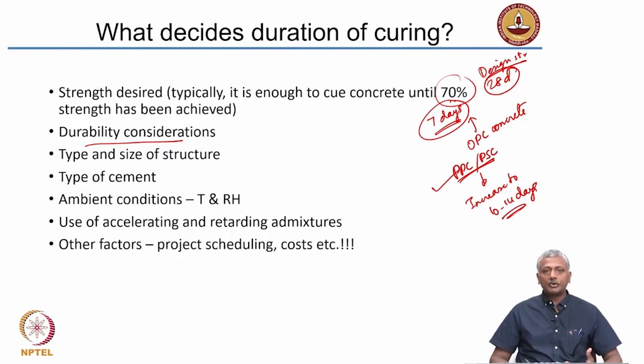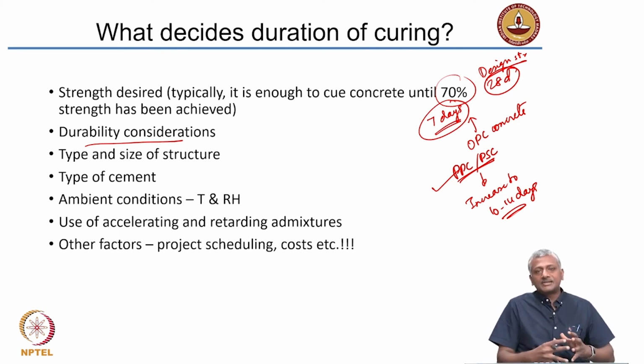For instance, if you are in an environment where the external temperatures are very low, then the concrete strength gain is going to be severely restricted. As I said again, in such cases, use of insulating blankets is a good way to keep the heat inside so that the concrete gains strength much faster.